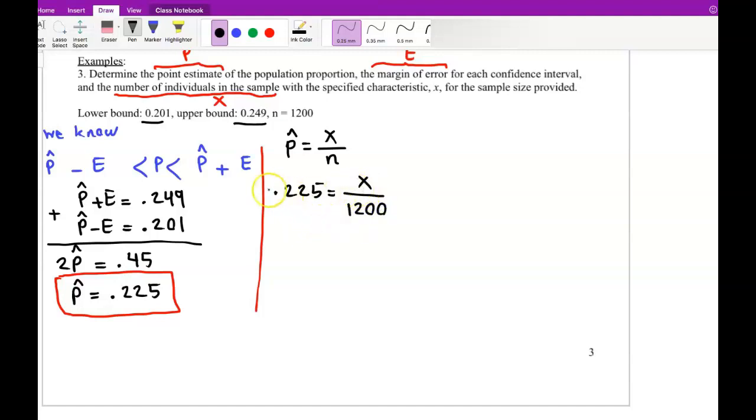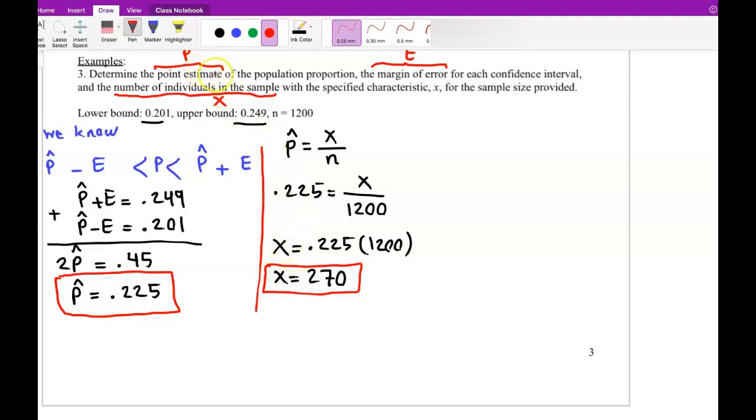Now solving for x, multiply by 1,200 to clear this denominator, or you can use cross product. So 1 times x equal to 0.225 times 1,200. So x is equal to 270. So that is our x.